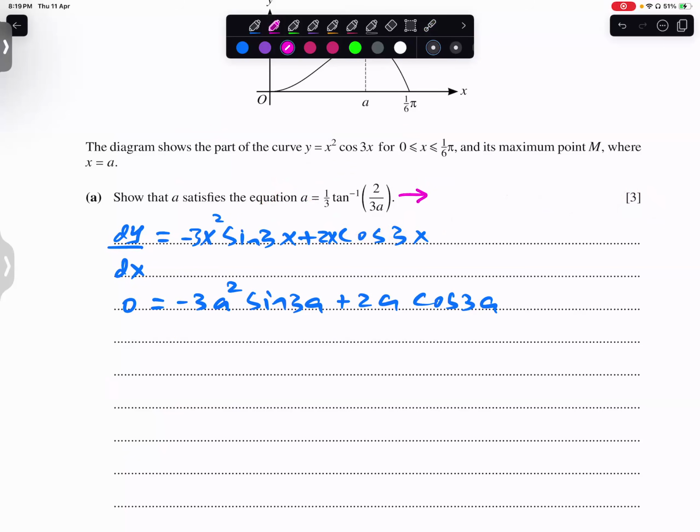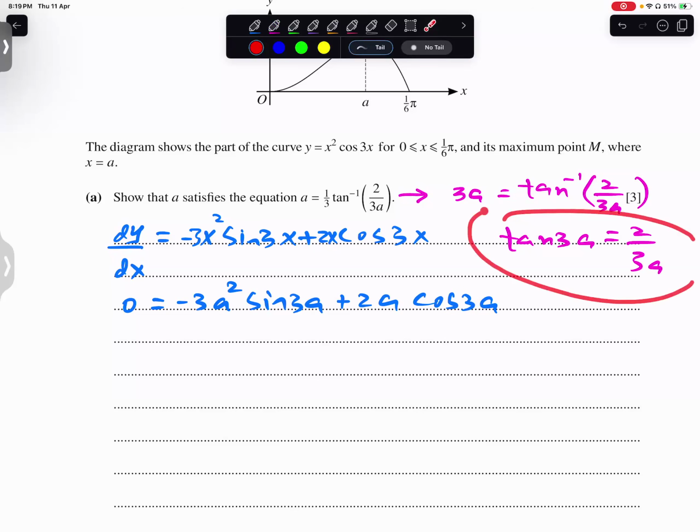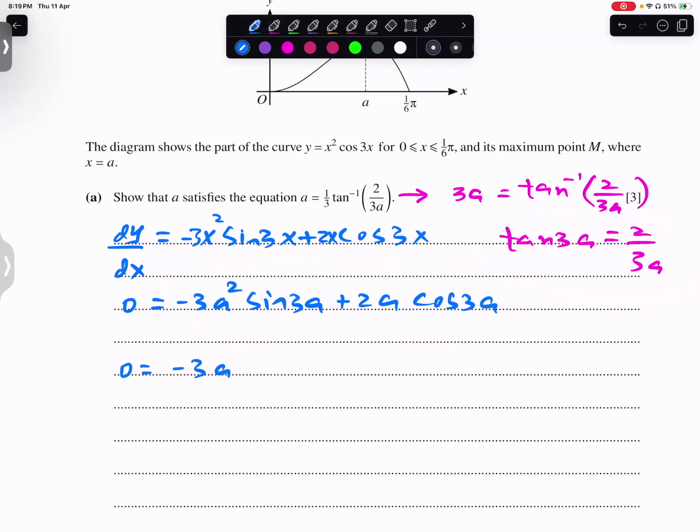So let's say if I multiply 3 on the left side, I will get 3a is equal to tangent inverse of 2 by 3a. Now bring tan on the left side, so you will write tan 3a is equal to 2 by 3a. So you need to make this out of that. First of all, divide by a, because a is extra, you can take a common and divide it on the left side. So you will get 0 is equal to minus 3a sine 3a plus 2 cos 3a.